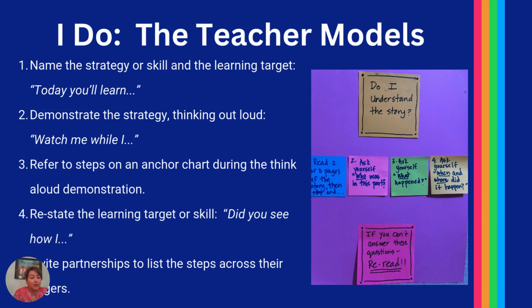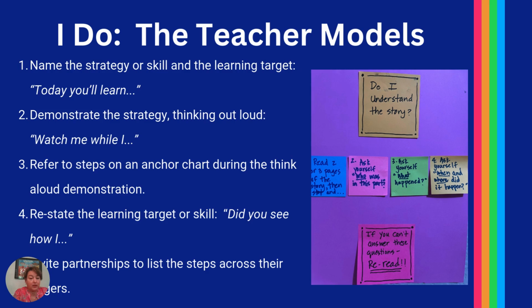I'm going to first name the strategy or the skill and the learning target. Today, you'll learn how to check on yourself to make sure you're understanding a story. And then I'm going to demonstrate the strategy, thinking out loud. So I'm going to read a little bit of text, and then I want you to watch me while I check to see if I understood what I read. So in this case, you would read the text, which is step one, and then move on to step two.